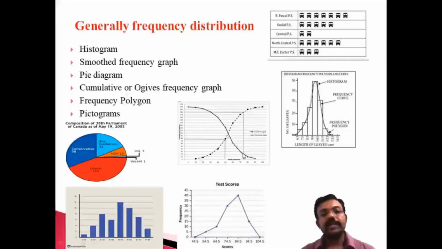And these are ogives. There is a more than ogive and a less than ogive. This central point is known as the central tendency: mean, median, mode. Here is an example regarding the ogives. And this is a part of the pictogram. Suppose there are diagrams; we can use diagrams to explain each and every element. That's a part of the pictogram.